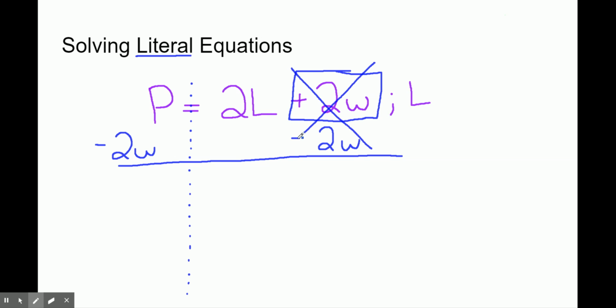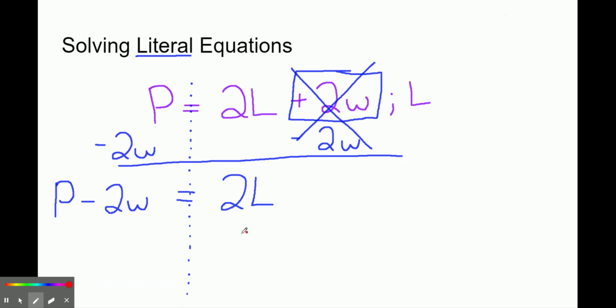2W minus 2W cancels out, which just leaves us with 2L on the right side of our equation. And on the left side, we now have P minus 2W. Okay, the last thing we need to get rid of to solve this equation is the 2 that's attached as a coefficient to our variable. So to get rid of that 2, we need to divide by 2.